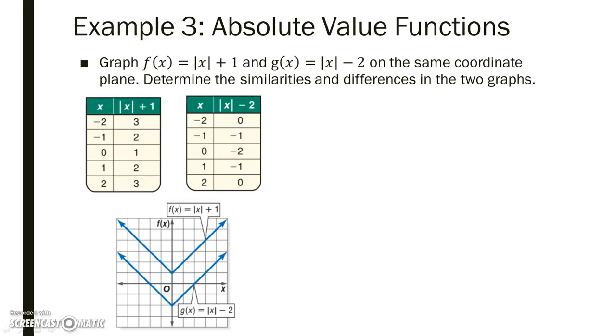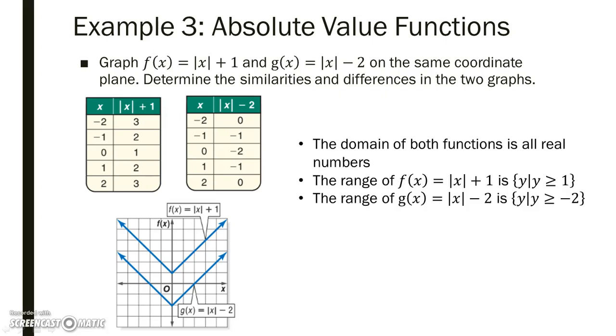The domain of each function is all real numbers, as it goes as far to the left and to the right as possible. The range of the absolute value of x plus 1 is y such that y is greater than or equal to 1. The range of g of x, the absolute value of x minus 2, is all y's greater than or equal to negative 2. The graphs have the same shape but different y-intercepts. The graph of the absolute value of x minus 2 is the graph of the absolute value of x plus 1 just translated down 3 units.